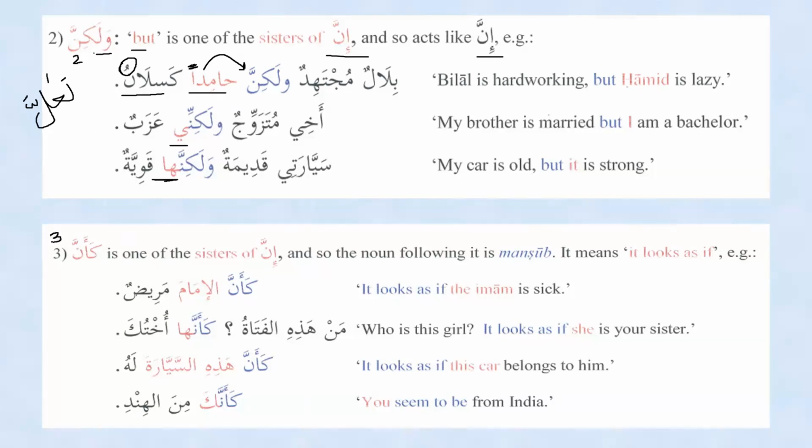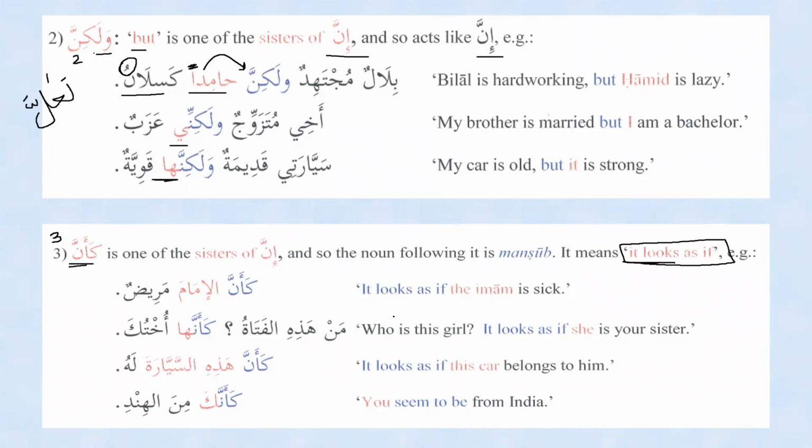So the third sister of inna, which is ka'anna, is one of the sisters of inna, and so the noun following it is mansub. It means it looks like, as if. It is also used for tashbih. Inshallah, when we start studying balagha, the rhetoric, we will see that ka'anna is used as an adat tashbih as well.